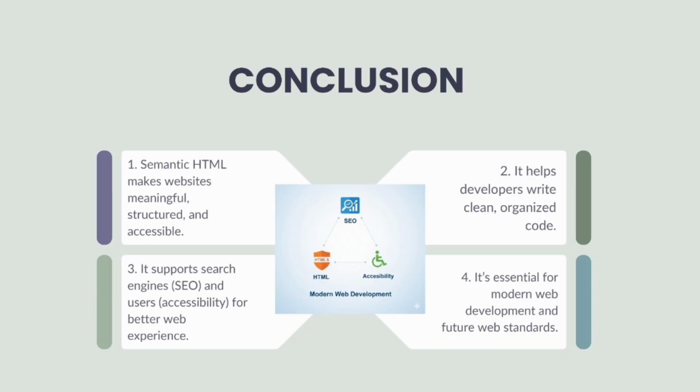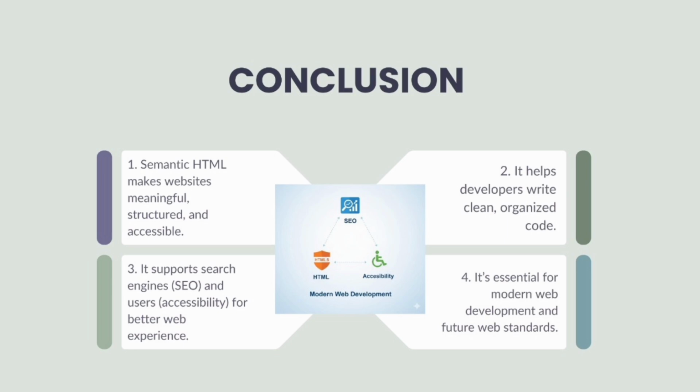You can also look at the central graphic that I have added: SEO, HTML, and accessibility. These 3 pillars are interconnected, and semantic HTML5 is the glue that holds all of them together. It's not just an option, it's a prerequisite for high quality work.